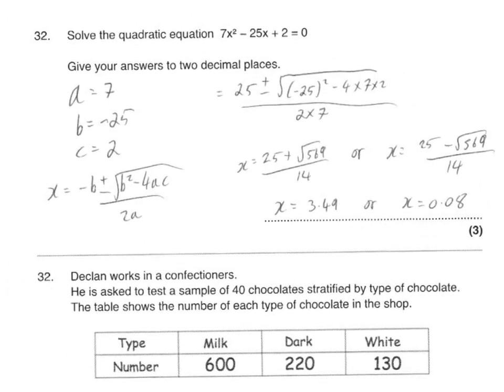You just substitute. You just remember that the quadratic formula is on your formula sheet. You find the a, b and c values, you substitute into that formula on the formula sheet. You should have got two values for x. x is 2.49, x is 0.08.